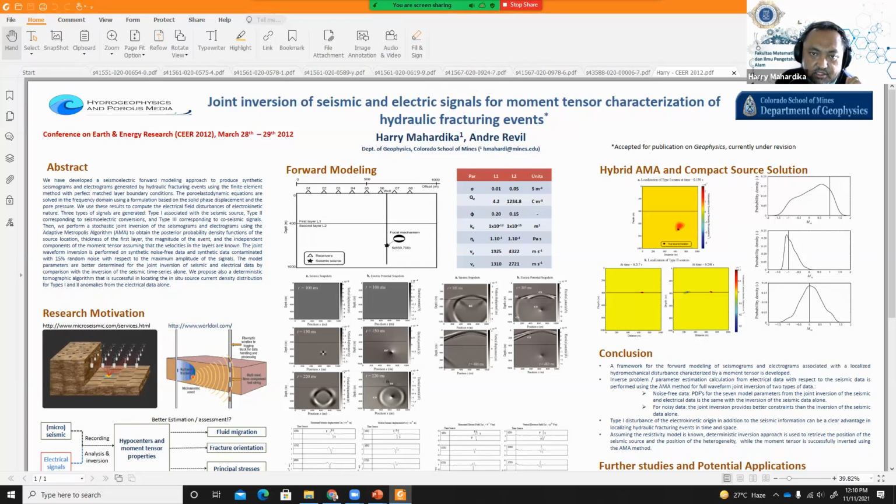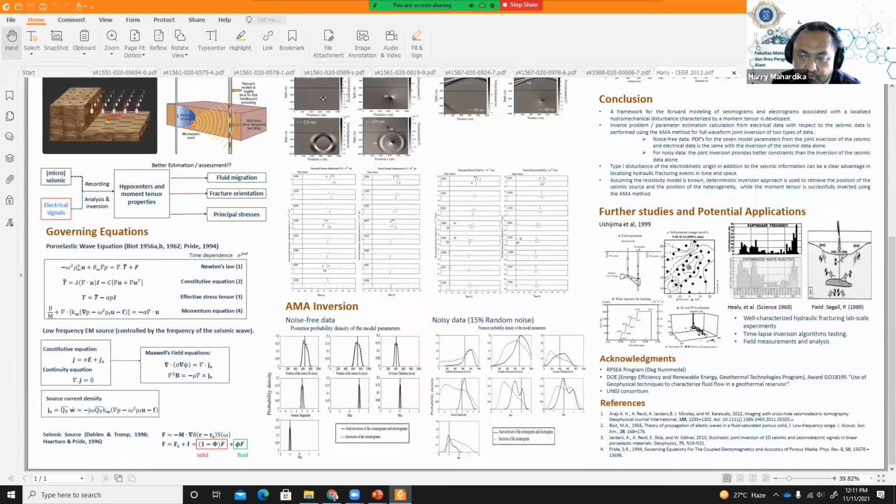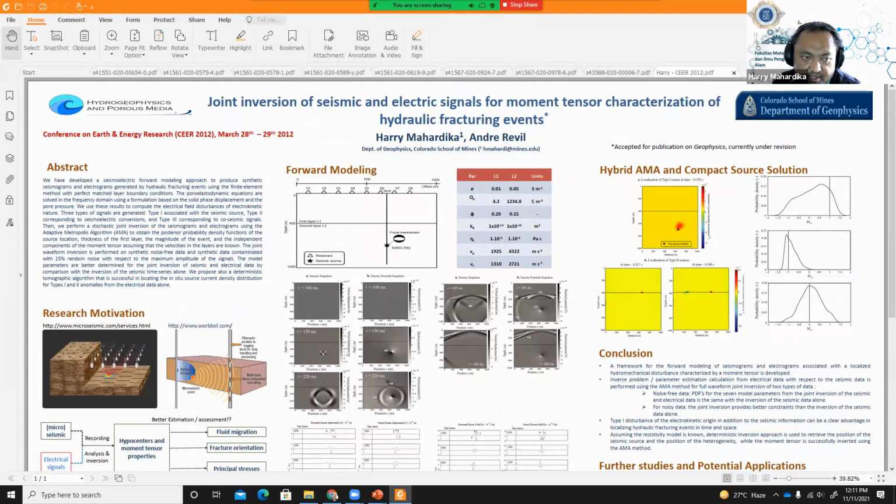So here, the title, joint inversion of seismic and electrical data, was presented at the Conference of Earth and Energy Research in Colorado School of Mines. And I have here the institution, School of Mines, Department of Geophysics, and then the Hydrogeophysics and Porous Media Research Group. And the authors are myself and my advisor. My affiliation is written here in small fonts. The template for this presentation is given in a white background, since this is the template that they give. I'm showing the abstract over here in a very small font size, which you may use or not.